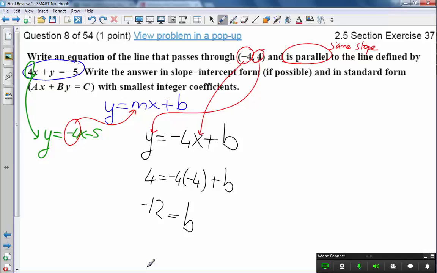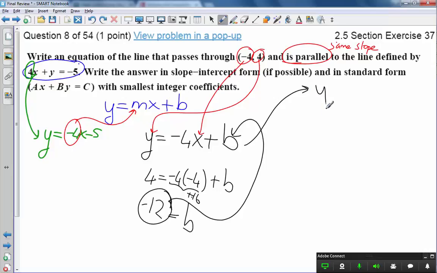Agree? Is that right? Would it be positive 12? Is it negative 14? This is positive 16. So when it travels to the other side, it turns into negative. Add 4 to negative 16, negative 12. This is now going in here, and we are finishing off the problem. y equals negative 4x minus 12 is the first part of the answer. Do you agree? That's the slope-intercept form.